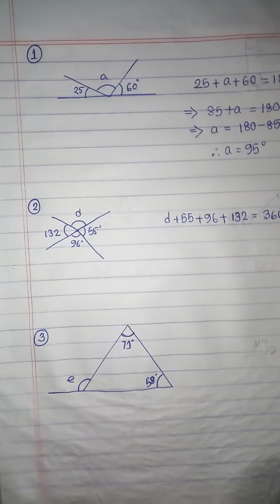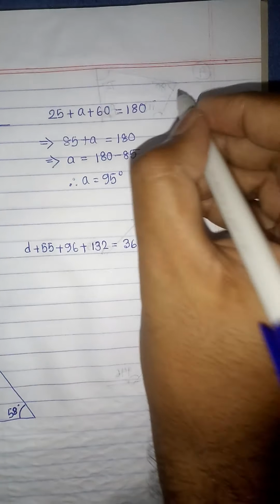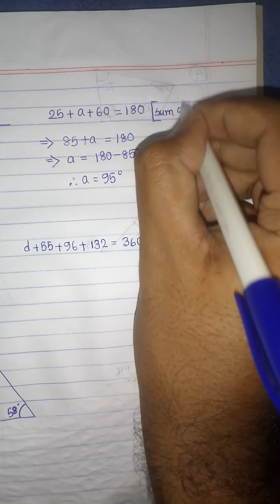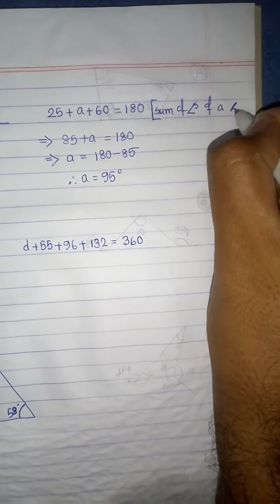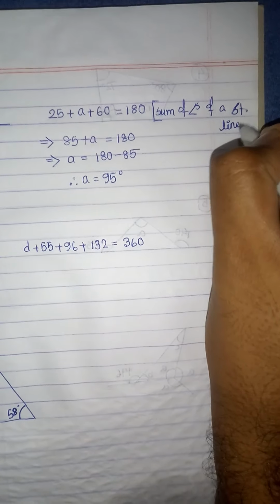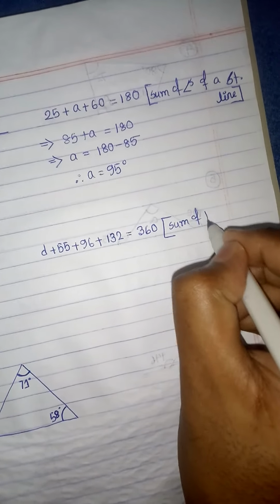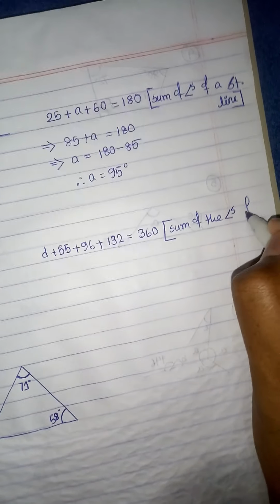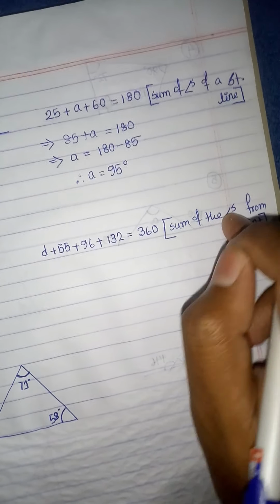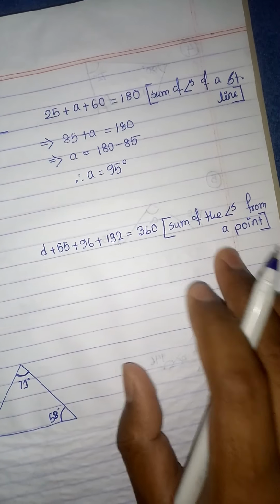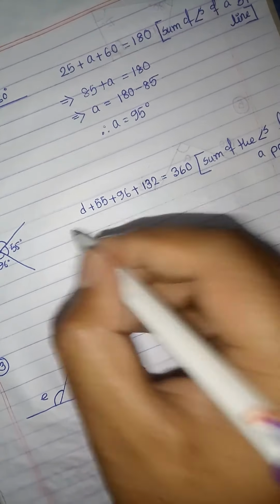You can write the theory also if needed. Okay, so I am writing for the betterment: sum of the angles of a straight line, and this is sum of the angles from a point. Do not get confused if this is the symbol used for the angles. We have read in class 3 or 4 that they use the angle symbol like this.